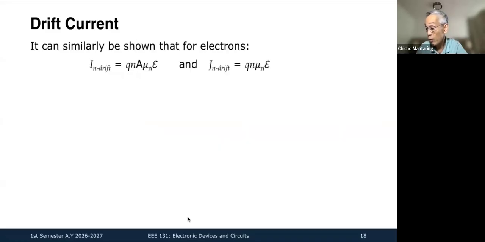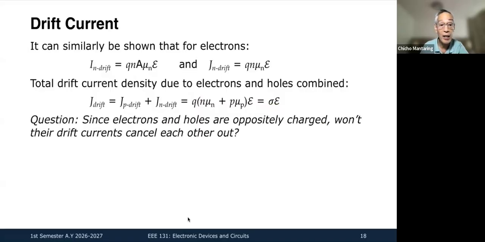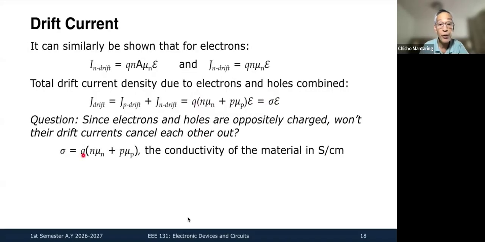What is the total current going to be? The total current density due to drift will be that due to holes and that due to electrons, which is now, factoring out Q, N mu of N plus P mu of P, factoring out again electric field intensity, which we can simplify into sigma times E, where sigma is just Q times (N mu of N plus P mu of P). This is what we call conductivity. Don't mind this question first. Tignan na lang muna natin to.